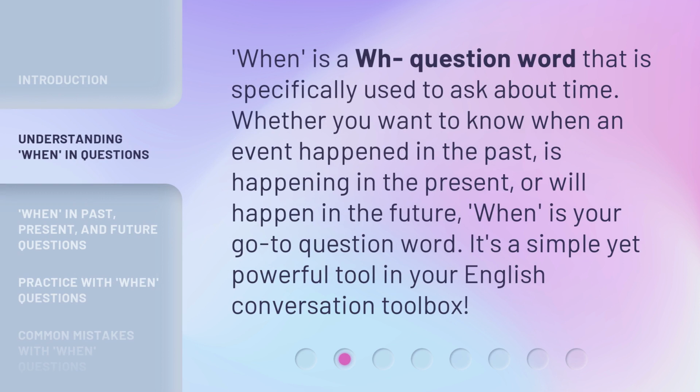When is a WH question word that is specifically used to ask about time. Whether you want to know when an event happened in the past, is happening in the present, or will happen in the future, when is your go-to question word. It's a simple yet powerful tool in your English conversation toolbox.